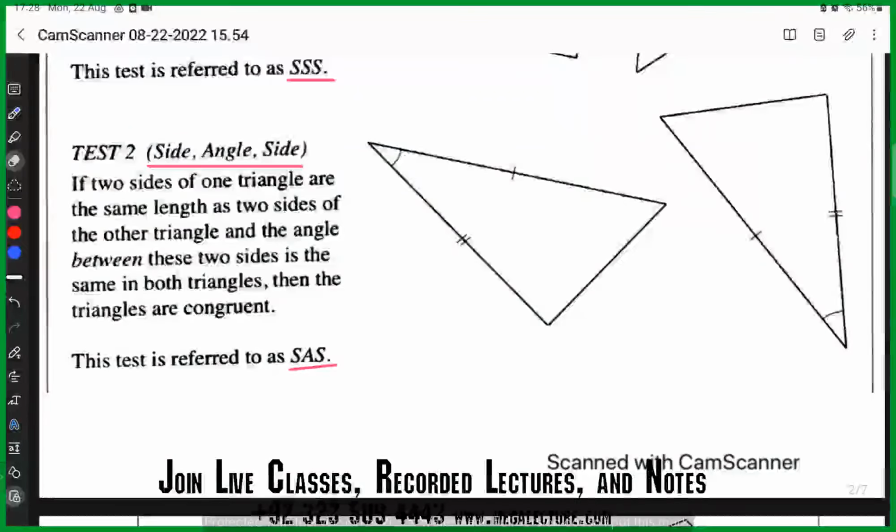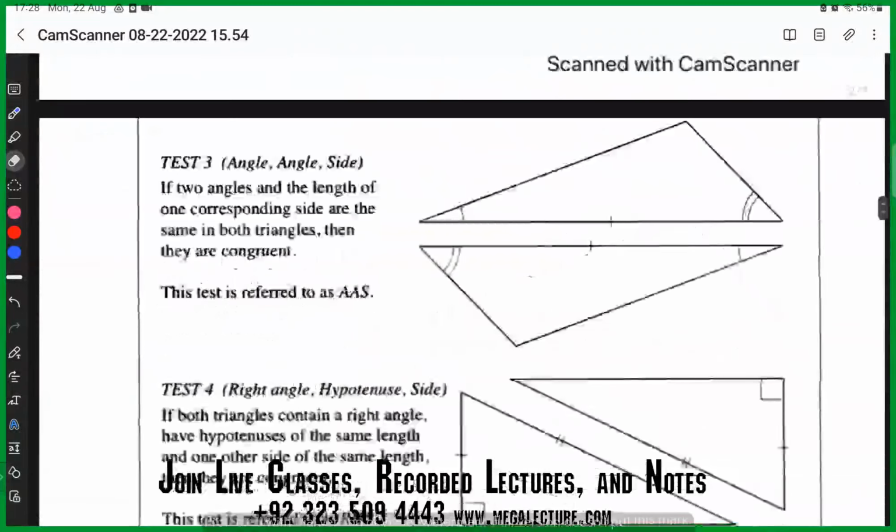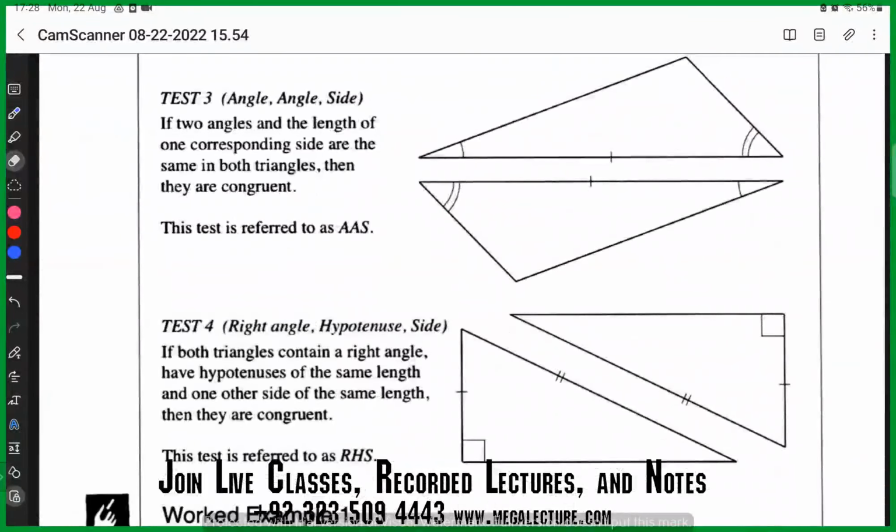Okay. Let's talk about the third test, okay? The third test says angle, angle, side. Now, you guys would be in the position to explain this concept to me as well. Angle, angle, side. This is basically the property. So, you need to have two angles which are same in the other triangle as well, and then the side that is coming between those two angles, okay?